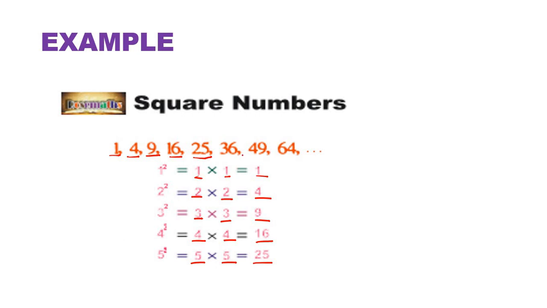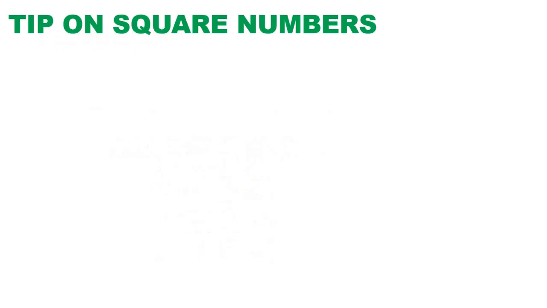Then 6 times 6 is what? Very good. 36 is a square number. 7 times 7 is what? Very good. 49 is a square number. And 8 times 8? Good. 64 is a square number. And so on and so forth. Now we know what square numbers are and how you can get one. So the next one should be what? Very good. 9 times 9, which is 81. Okay, so that is it. Let's go to the next.